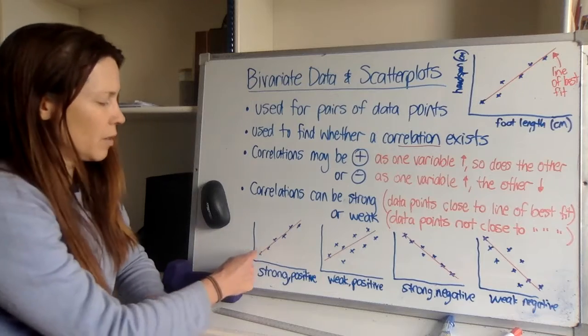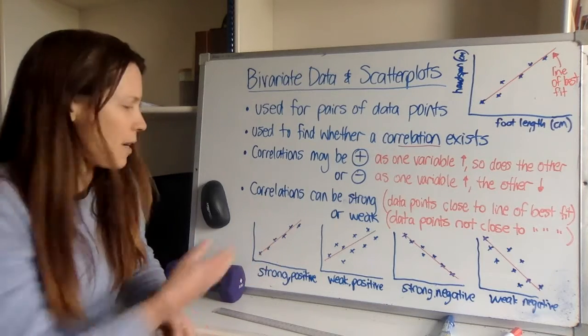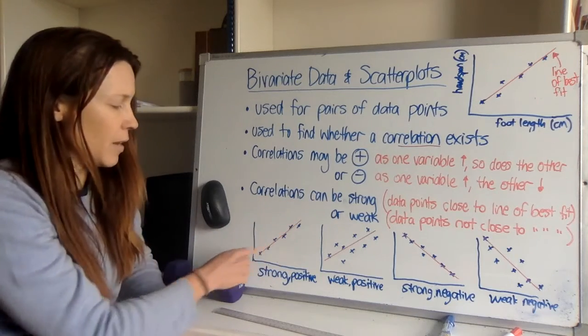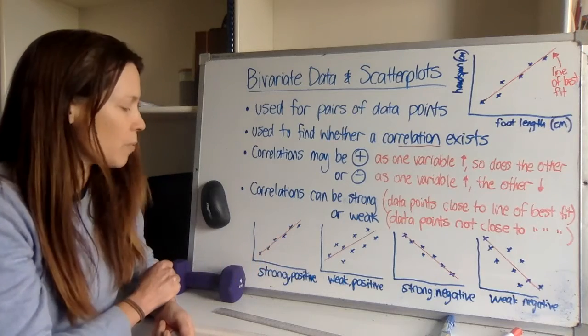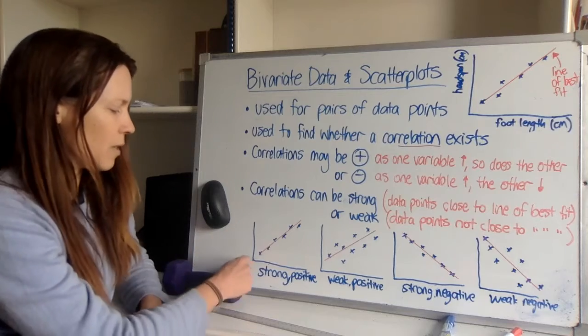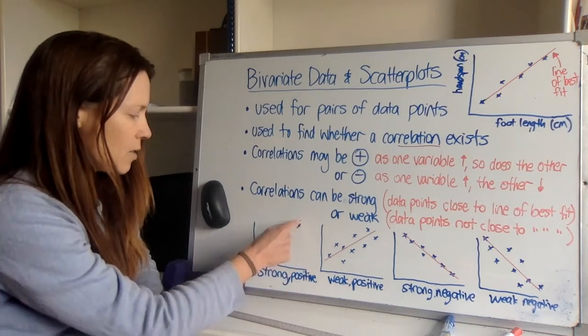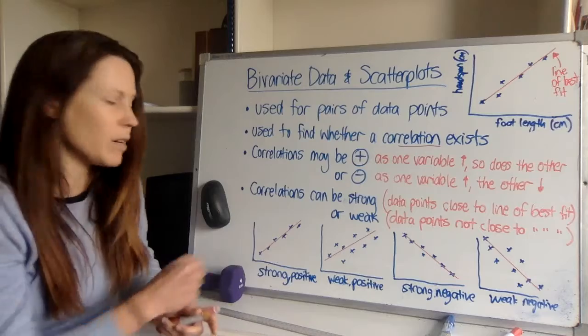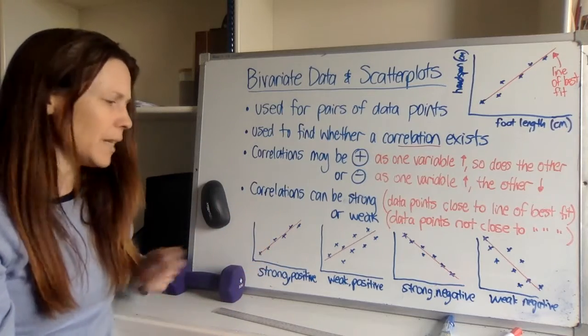Because if the dots are all really well lined up like this, and the line of best fit is really close to all of the data points, it means that it's a really strong correlation. You could almost predict that somebody who has a data point here is going to go with one that comes up here. There's very little leeway there.